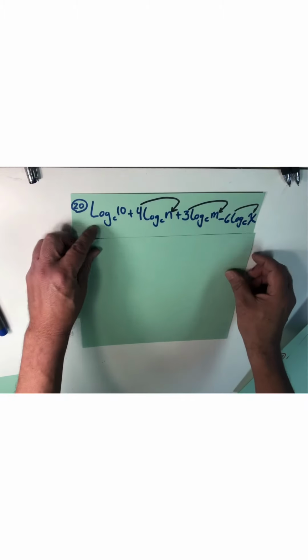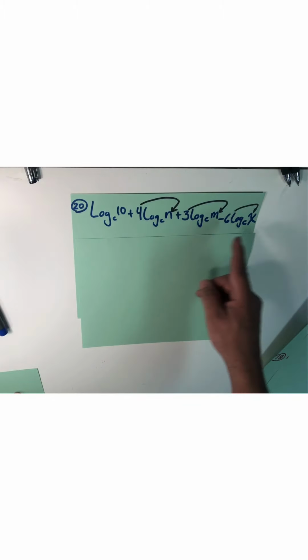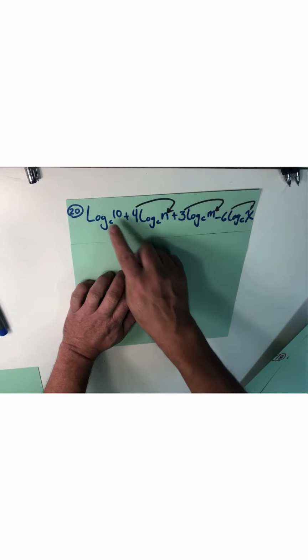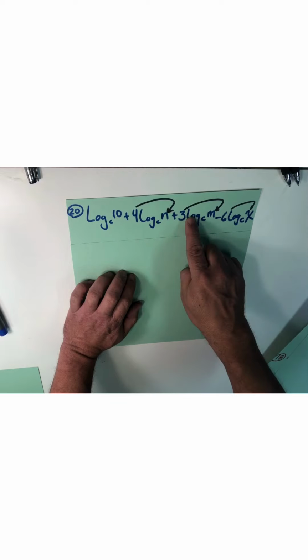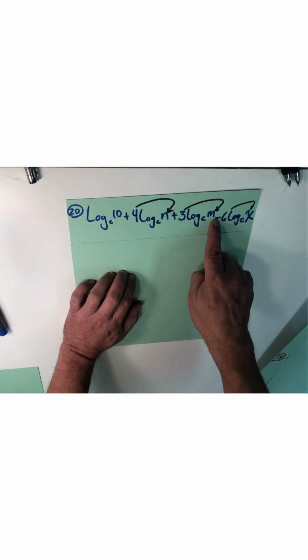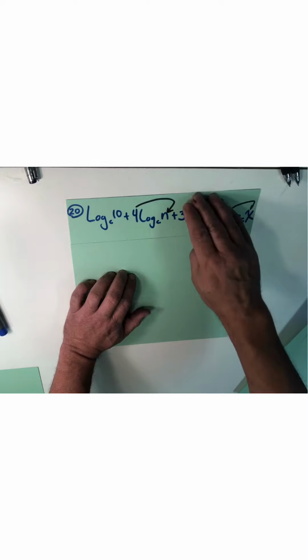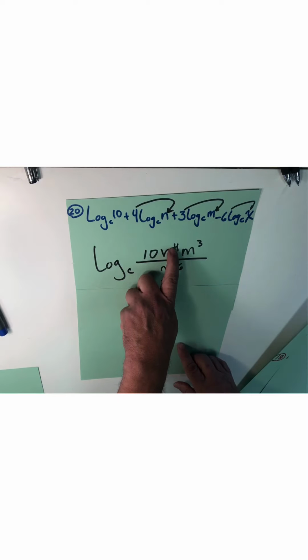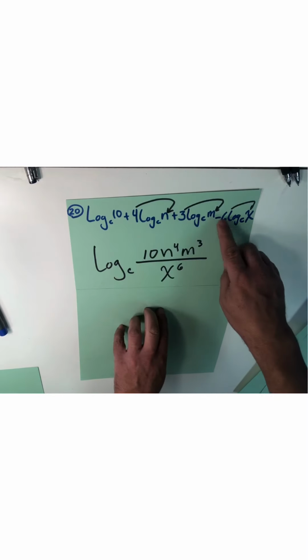Couple more here. Number 20. Oh my God, 1, 2, 3, 4 logs. What do I do with 4 logs, mister? Oh, 2 or more, you condense. So let's condense. Alrighty, so I see a plus here, a plus here, a plus here. All those are going to go in the numerator, but I see a minus here. That's got to go in the denominator. So believe it or not, in one shot, there's the answer. Plus goes in the top, n to the 4th goes in the top, m cubed goes in the top. Because of the minus, x to the 6th goes in the bottom.